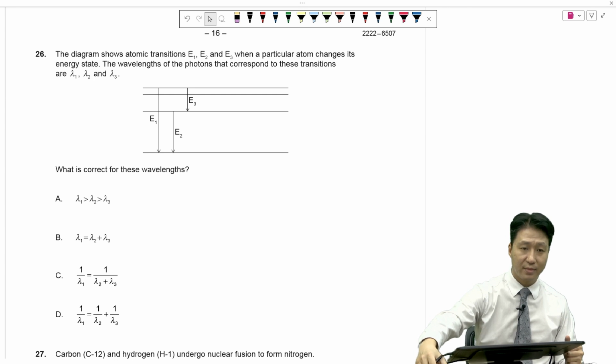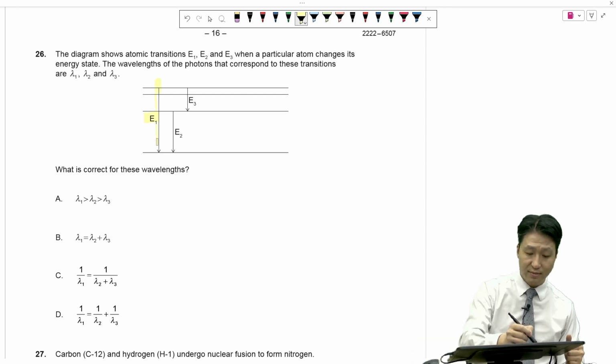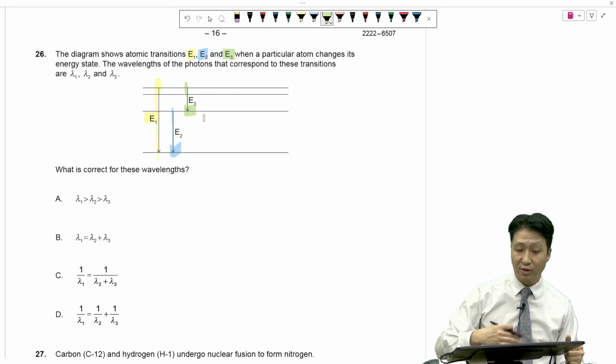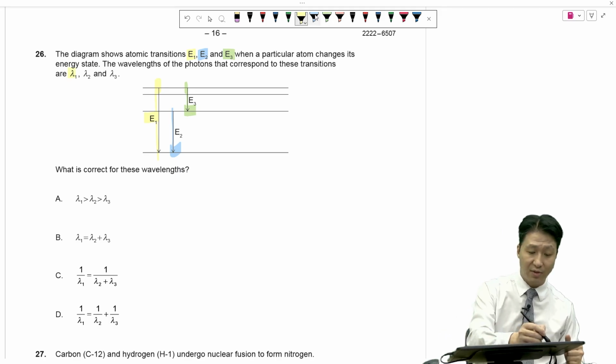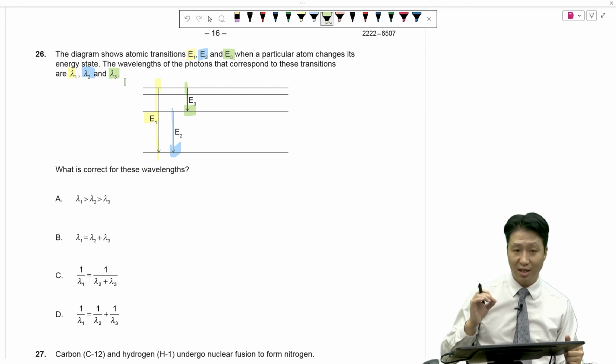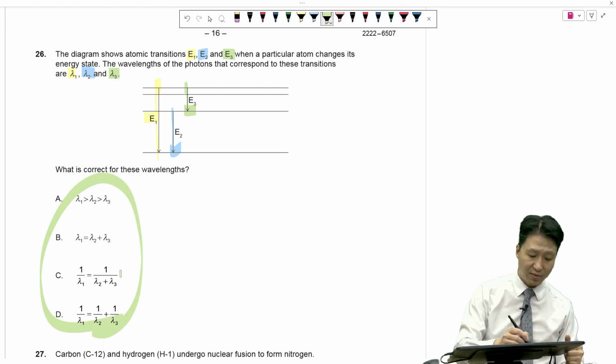Number 26. The diagram shows atomic transitions E1 from here to here, E2 from here to here, and E3 from here to here. These transitions occur when a particular atom changes its energy state. The wavelengths of the photons that correspond to these transitions are lambda 1, lambda 2, and lambda 3. What is correct about these wavelengths? And it has equations for the wavelengths.